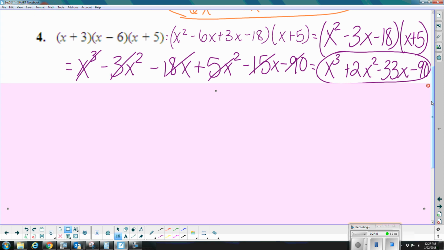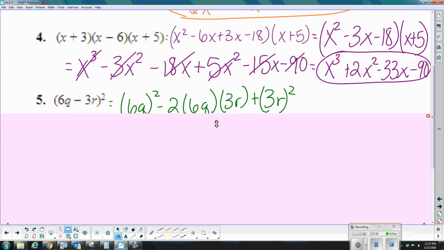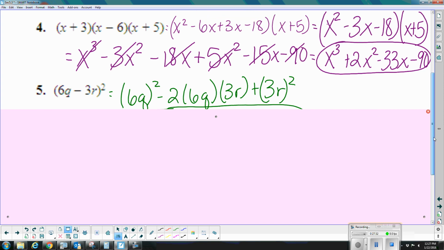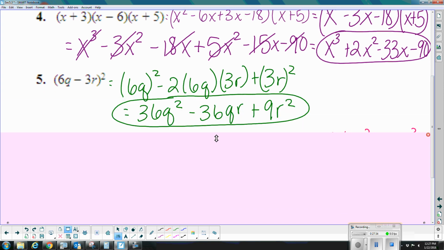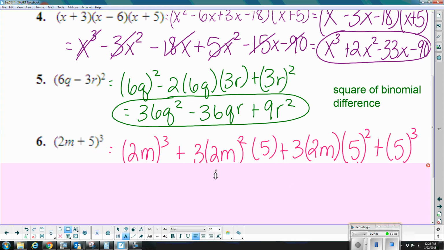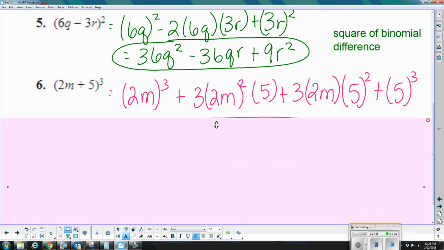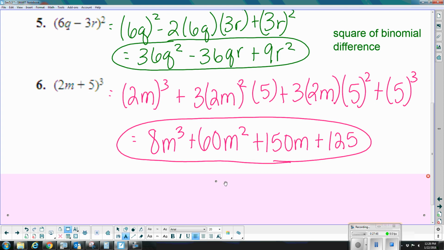Then the third one, example number 5, 6 cubed minus 3r squared. That's the difference of a squared binomial. So difference of perfect squares. So you've got your a squared minus 2ab plus b squared. And then the last one is the sum of a cube binomial. So you can use the rule at the top of this note sheet for that example.